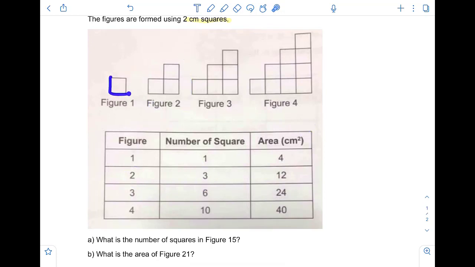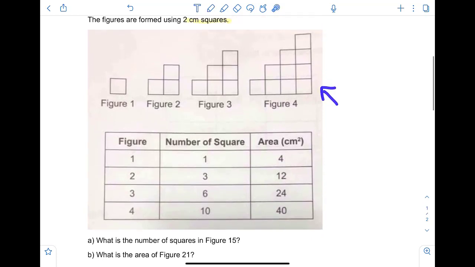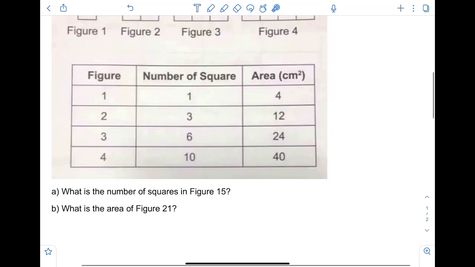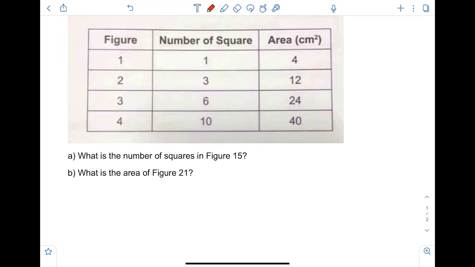So figure 1, since there's only 1 square, area will be 2 times 2, that will be 4 square cm. Figure 2, there are 3 of these, so 3 times 4, that is 12, and so on. Okay, so the key thing for such questions, please focus on the table. Do not focus on the diagram because it can get quite confusing and quite numerous in number. Okay, so place your entire attention on the table. What is the number of squares in figure 15?